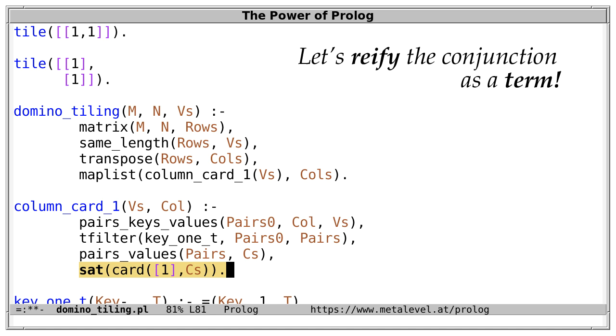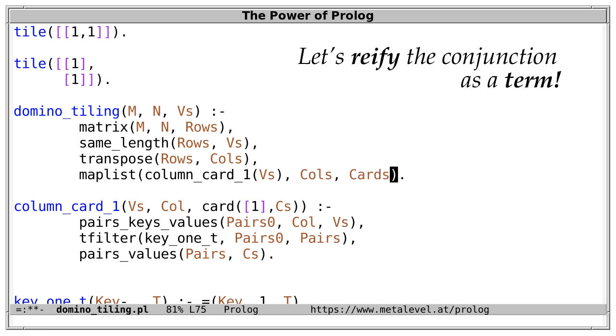So let's take the conjuncts, that is, these cardinality expressions, and turn them into arguments. And now we can reason about these terms. And now we can represent the entire conjunction explicitly as a Prolog term.